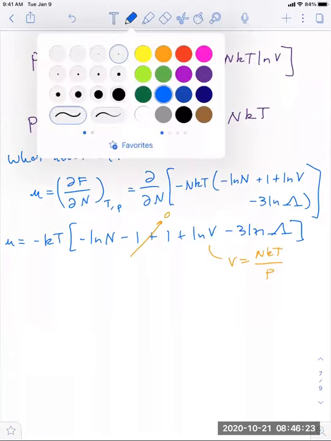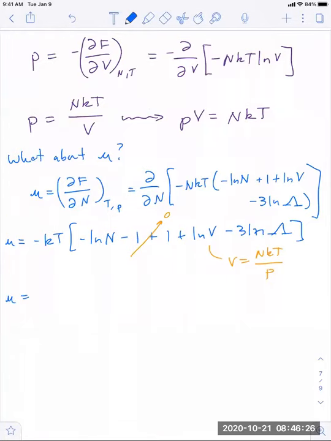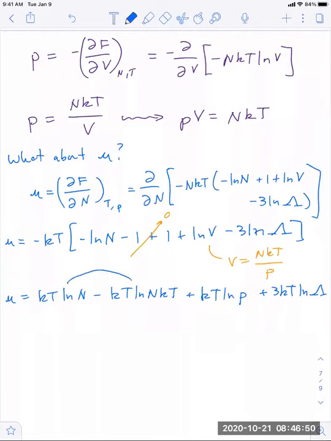Do some more log manipulations and get that mu equals kT log N minus kT log NkT plus kT log P plus 3 kT log de Broglie wavelength. So these kT log N's will cancel with each other. And eventually I get mu equals kT log P plus 3 kT log of the de Broglie wavelength minus kT log kT.